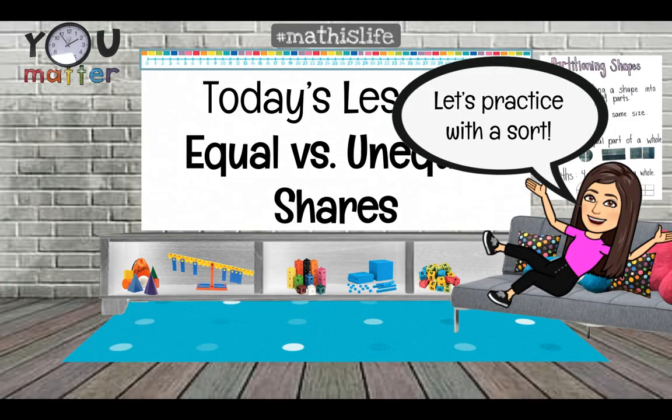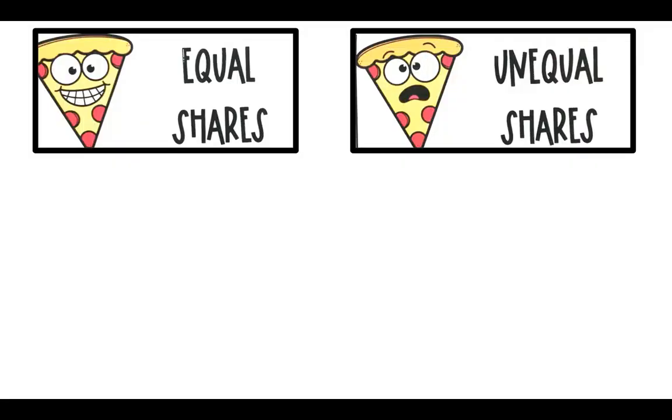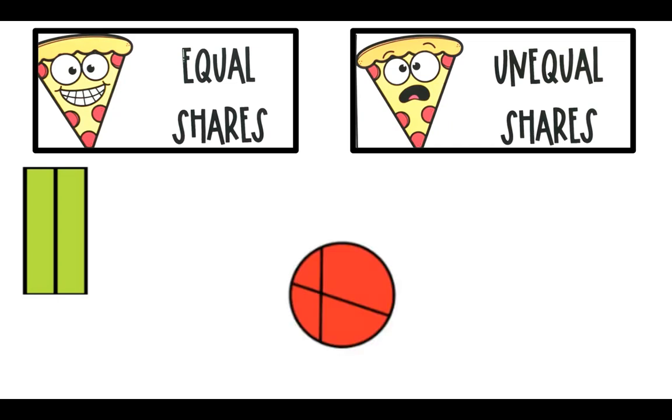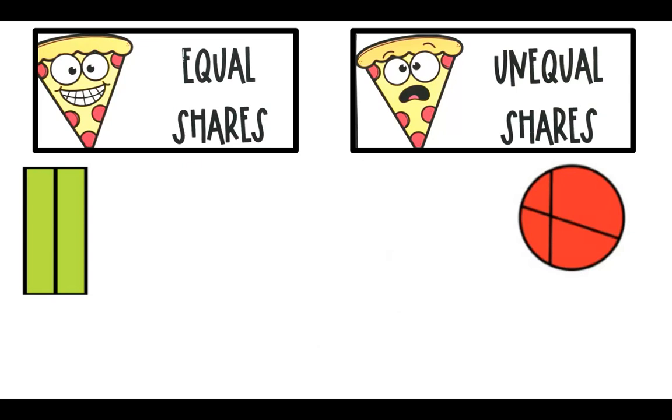Let's practice with a sort. Equal shares, unequal shares. Our first shape is a rectangle, and what do you notice about these pieces? Do you think they're equal shares or unequal shares? These are equal shares because both parts are the same size. What about now? What do you see? Look at all of those pieces. Are they equal shares or unequal shares? They are unequal shares because we have some smaller pieces and some bigger pieces.